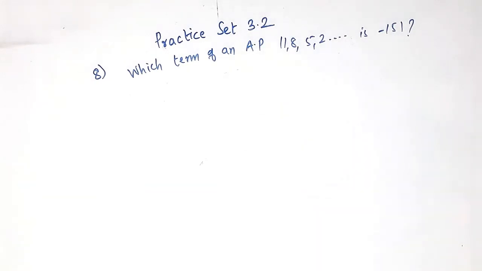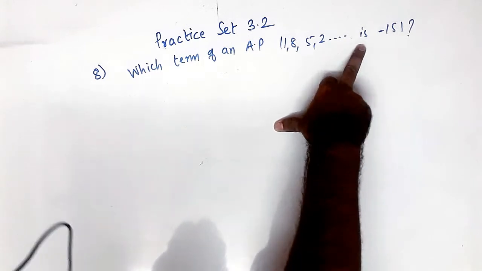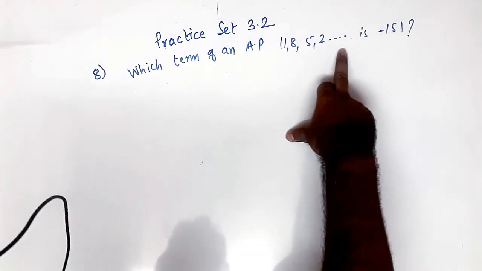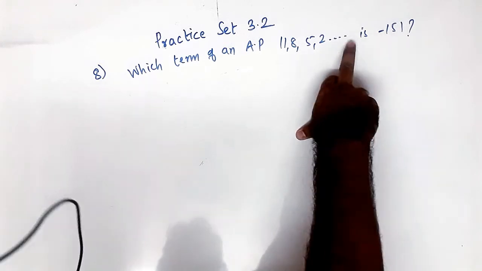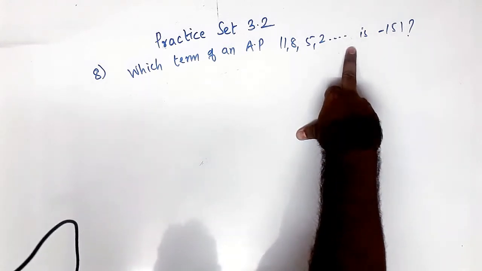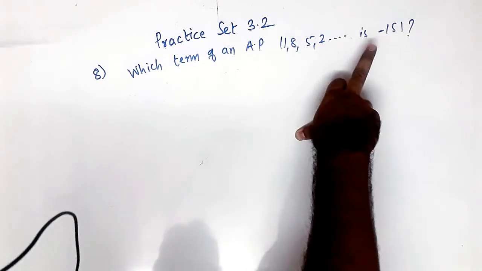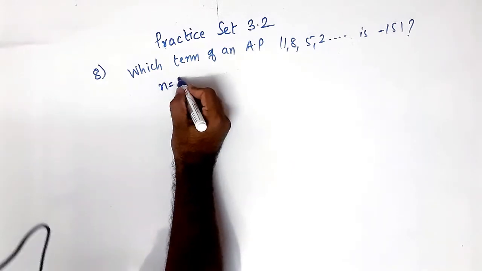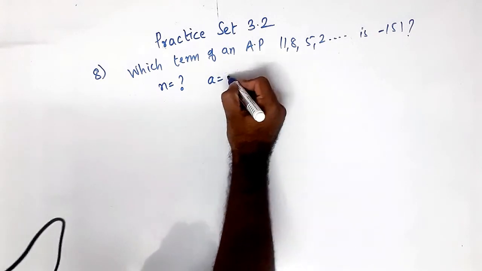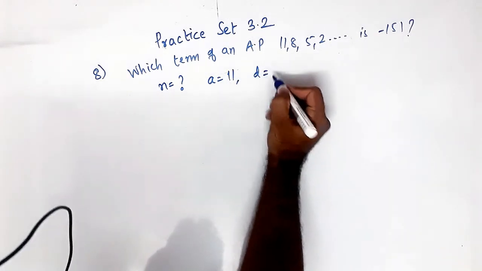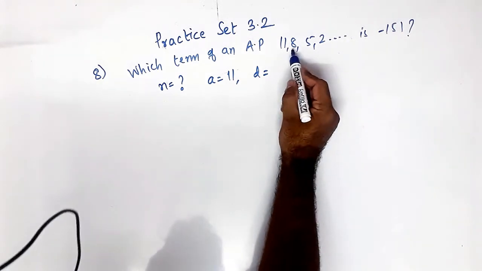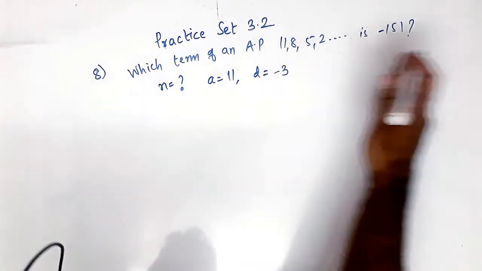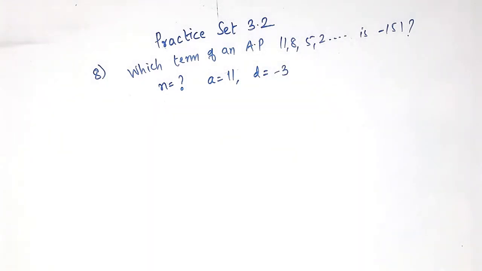So coming to the 8th one, the question here is, which term of the AP 11, 8, 5, 2, this is already an AP, is minus 151? It means if we go on, this number will certainly come in this AP, and as this is T3, this is T4, so we have to find which term this is. So in short, we have to find n. We know a is 11. We know d. How much is d? I am straight away writing now, you know. Okay, 8 minus 11, it is minus 3. It is going on decreasing, so the difference is negative, minus 3.